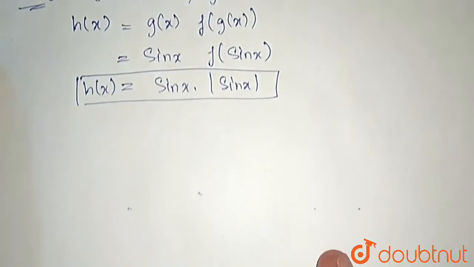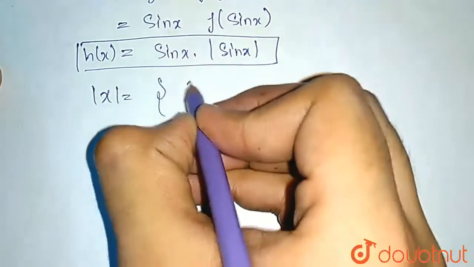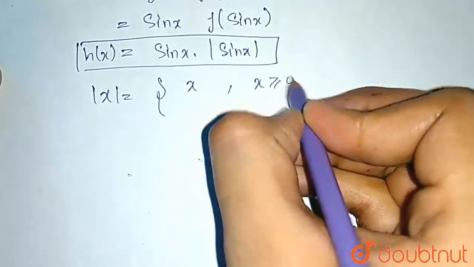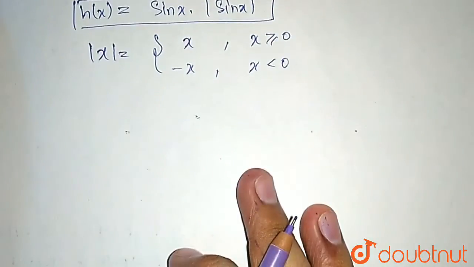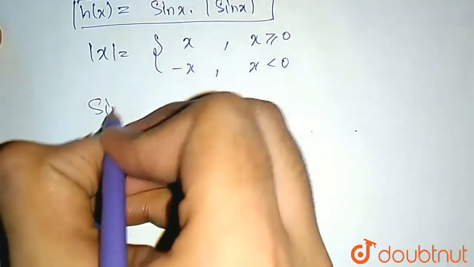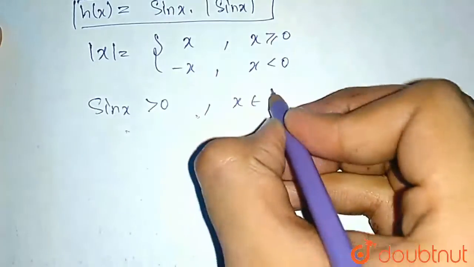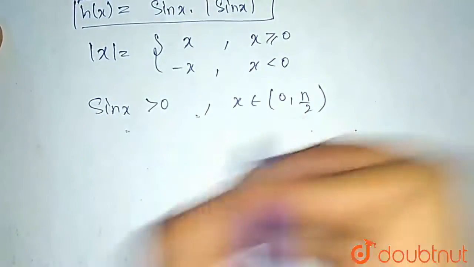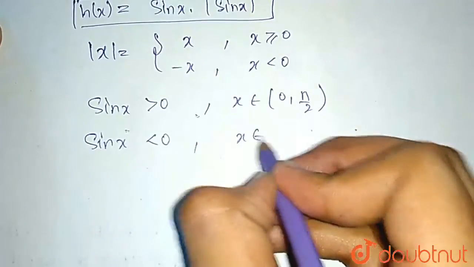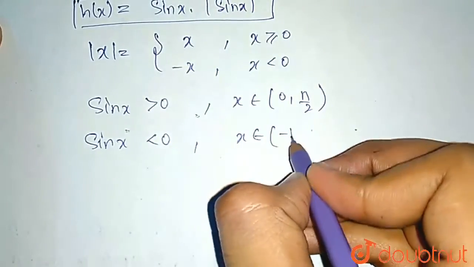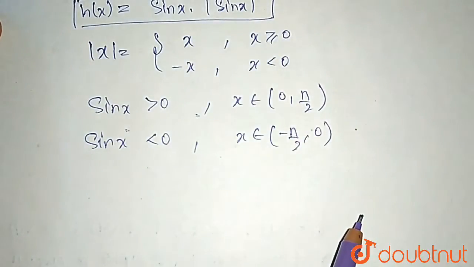So now we know the property of the mod function, that mod of x is positive x if x is greater than or equal to 0 and negative x if x is less than 0. Since sin x is positive for x belonging to 0 to pi by 2, and sin x is negative for x belonging to minus pi by 2 to 0. We are checking this in the interval minus pi by 2 to pi by 2.